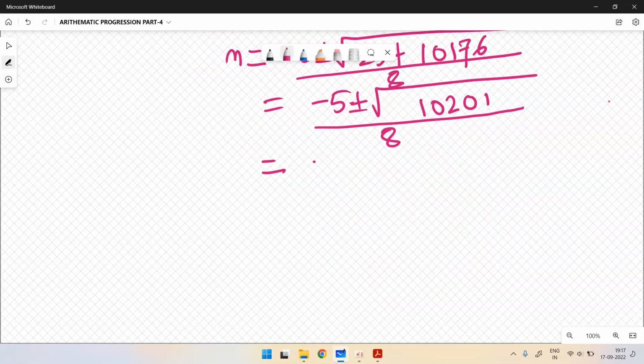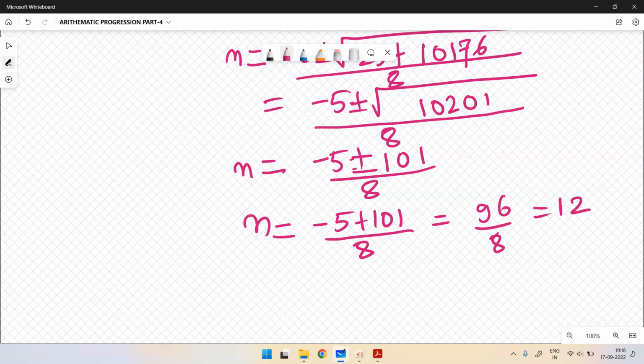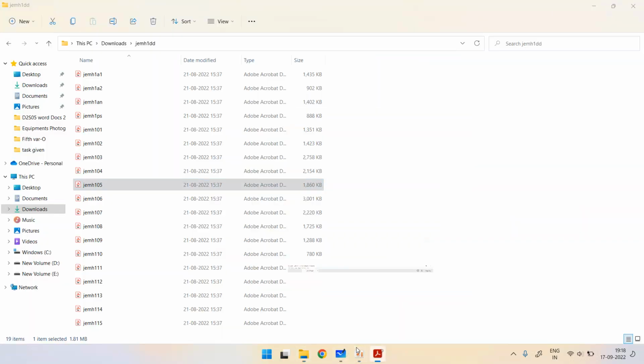So this is minus 5 plus minus 101 by 8, and here you can see that one of the terms is negative, so the n value cannot be negative. So I will directly ignore the negative term, so this will be minus 5 plus 101. You need to write this explanation of why I'm neglecting the negative. So this is 96 by 8, and 8 twelves are 96, so the value of n is 12. So if you take 12 terms of this AP, it will sum up to 636. This is the answer.